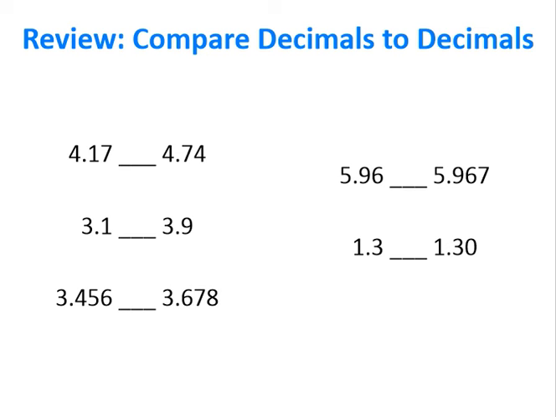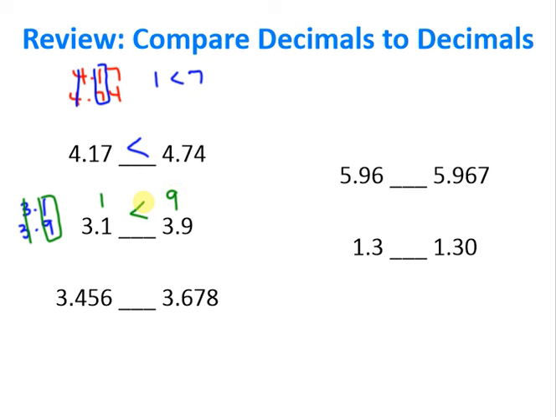So let's go ahead and compare these real quick. Remember that you can line them up on top of each other, or you can see which number differs first. So here I have 4.17 and 4.74. So my 4's match, and then I have a 1 and a 7 here. 1 is less than 7, so this is going to be less than. Here I have 3.1 and 3.9. Okay, my 3's are the same, but then I have a 1 and a 9. 1 is less than 9.